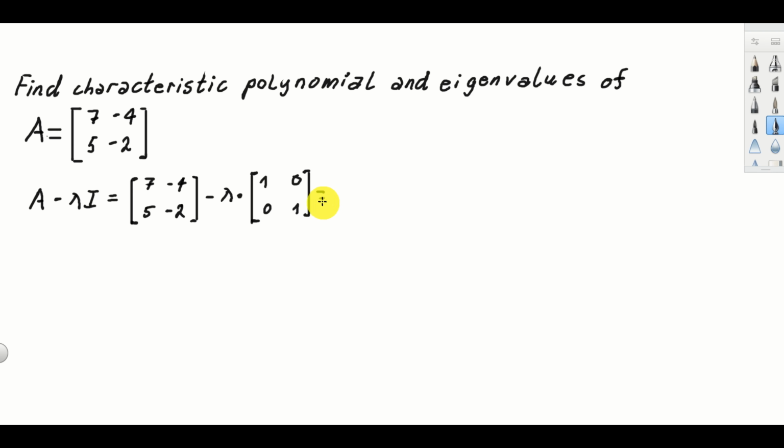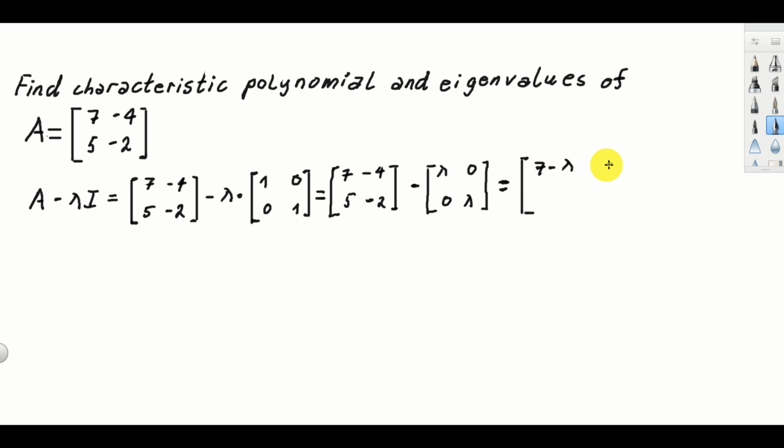So let's do it step by step. We will have the matrix A, which will be 7, minus 4, 5, minus 2. And over here, we will have minus the complex variable lambda multiplying the identity matrix, which becomes lambda, 0, 0, lambda. That is, the multiplication of a complex variable and a matrix is performed element-wise. And over here we have 7 minus lambda, then we have minus 4, then 5, and over here we have minus 2 minus lambda. Let me write it nicely, and let's close this matrix.